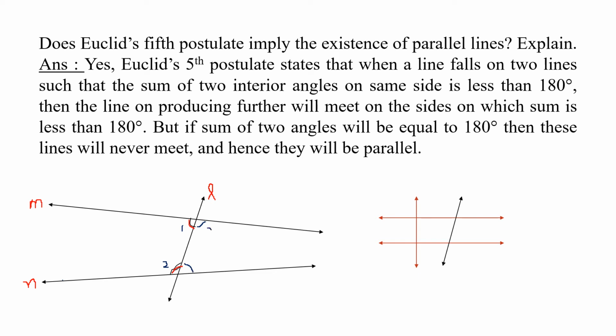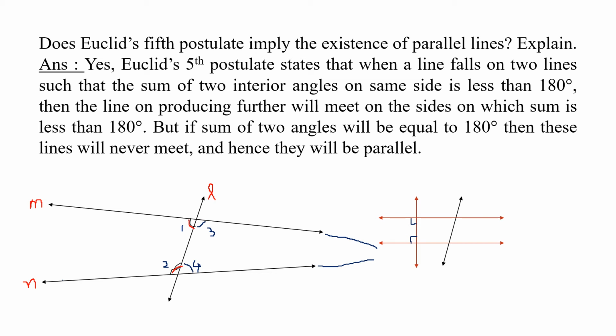if you add 3 and 4, then the sum of these angles is less than 180, which will mean when you extend these lines further, they will meet on this side. So that was Euclid's fifth postulate. Okay, if you modify it and see the interior angle, this is 90 and this is 90. So if the sum of interior angles is 180, then the lines will never meet and hence they will be parallel.